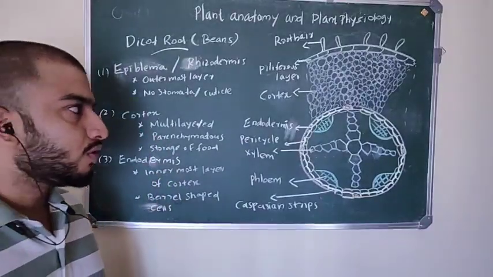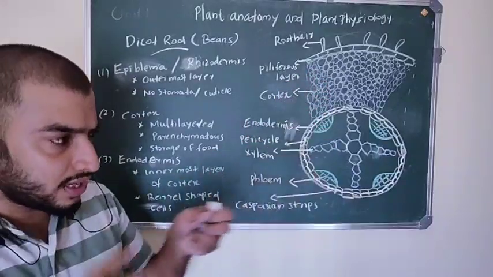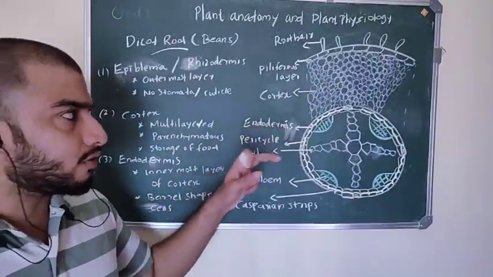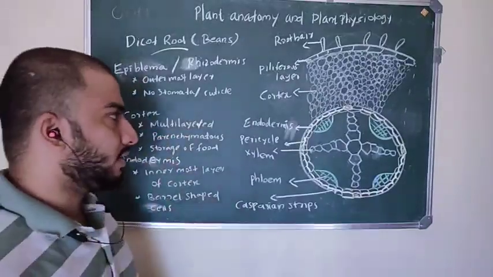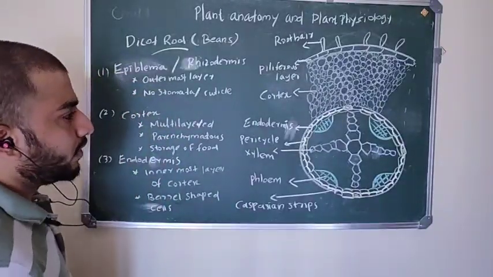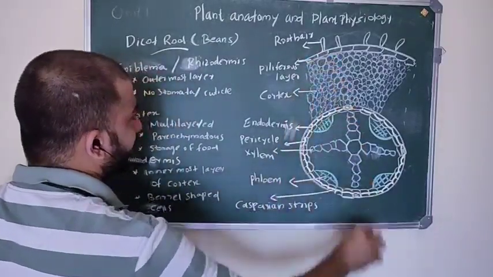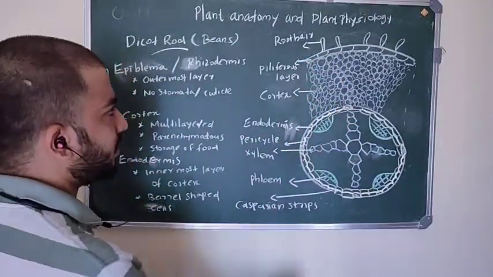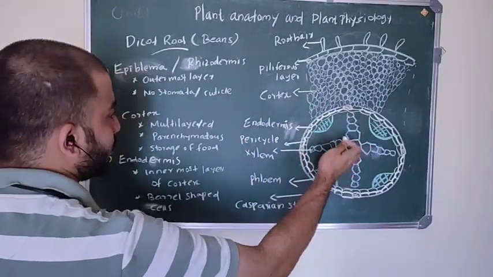Okay. If you take a cross section like this, and observe that cross section under a microscope, you can see this type of image. What does it represent? If you observe this image, you can understand that it is made up of different types of cells or tissue systems: the epidermal tissue system, the ground tissue system, and the vascular tissue system.